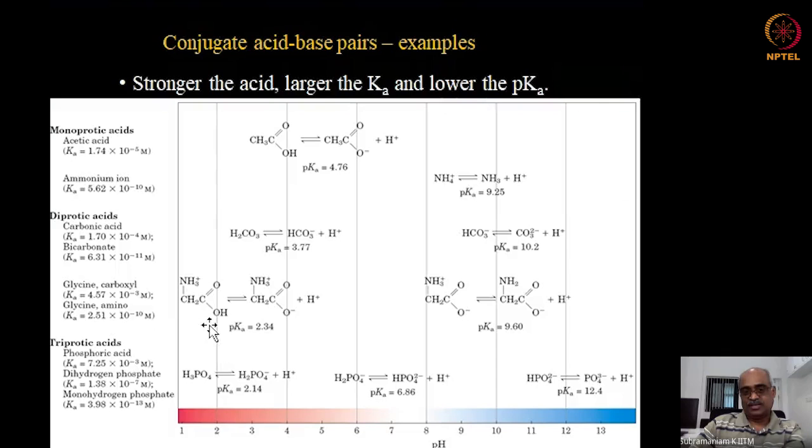So the carboxylic acid in glycine is more acidic than the one in acetic acid. So you look at the difference between the pKa. Again, pKa represents the pH at which half of the molecules of the acid would have dissociated. So the lower the pKa value, the stronger the acidic strength of that given acid. So this difference is primarily big.